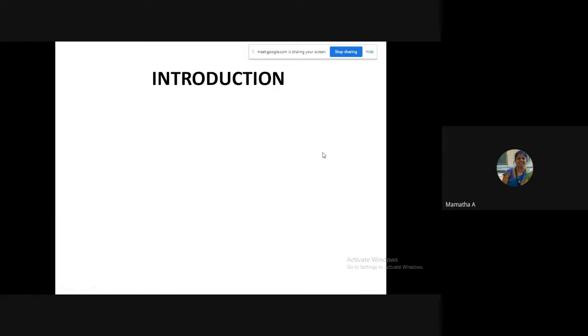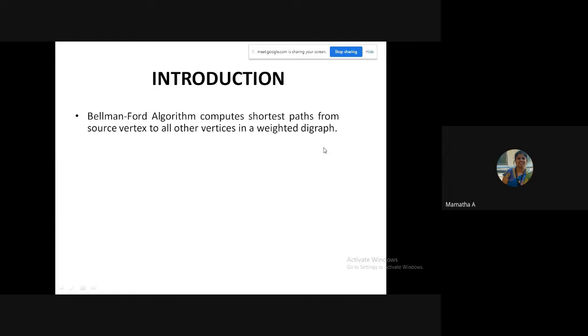So what is that? It is to find out the shortest paths. Again, the aim is the same, but from whom to whom? From source vertex to all other vertices in a weighted graph. So remember, there will be one vertex so-called as the source vertex. From source to all other vertices. From source to source, we are not taking. Source to all other vertices in a weighted graph.